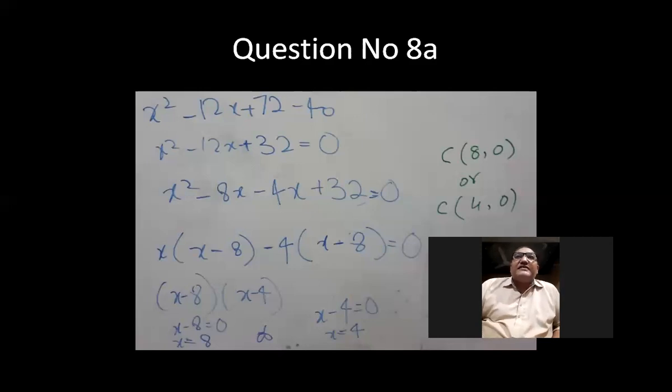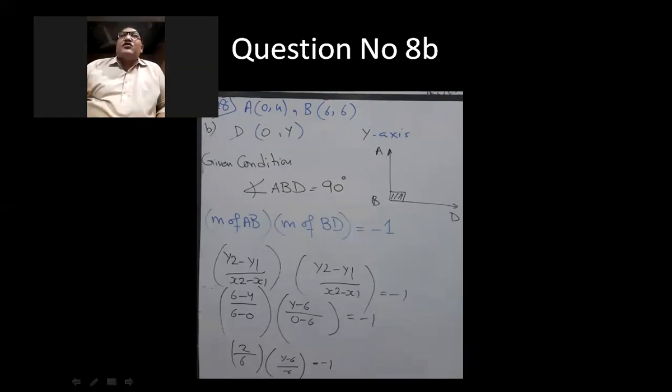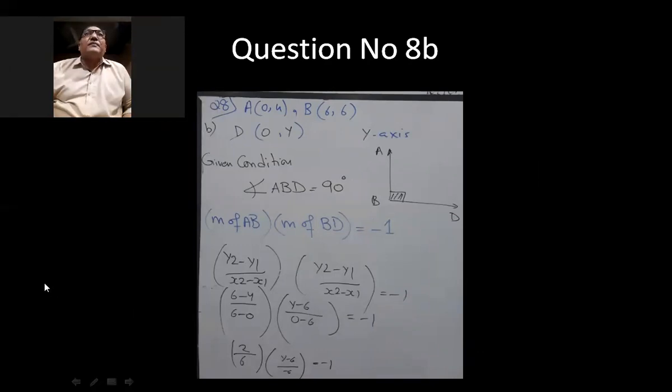The y coordinate of the c was 0. So it means that the c is either 8 comma 0 or the c is either 4 comma 0. So that was question number 8, A part. Let's move to the next part. So now on your screen, you can see we have question number 8 and its B part is showing up.